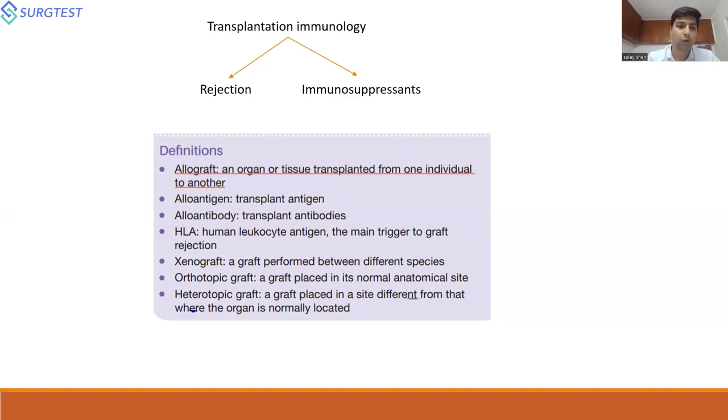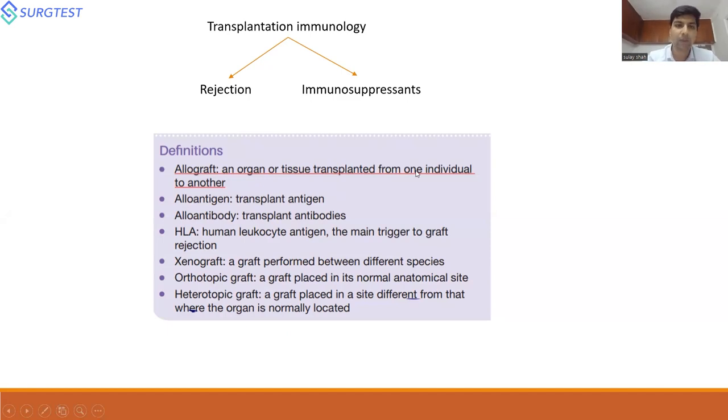Similarly, for heterotopic and orthotopic grafts: in an orthotopic graft, the graft is placed in the same position, and in a heterotopic graft, in a different position. A classical example of a heterotopic graft, anyone? We already covered that. Yes, kidney. The kidney is not placed in the same location. Very good. So this is a very basic reaction.